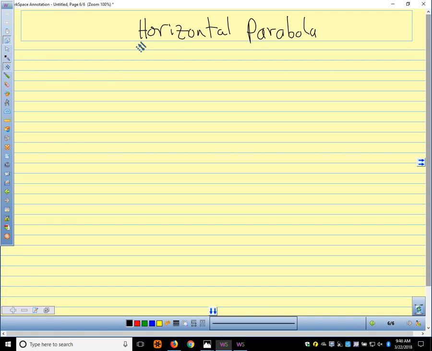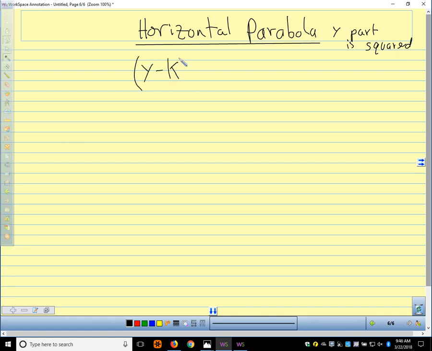And we're going to be able to tell that the parabola is horizontal because the y part is squared. So my equation is going to be y minus k, k always stays with the y, squared equals 4p times x minus h.